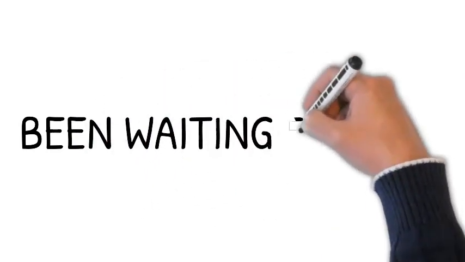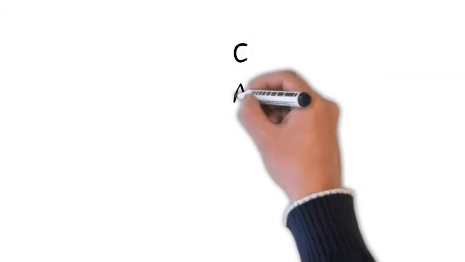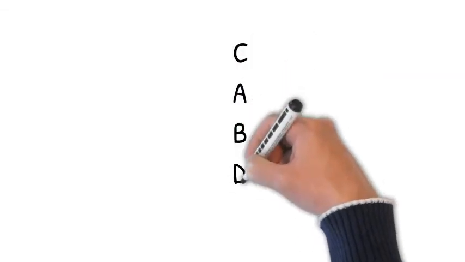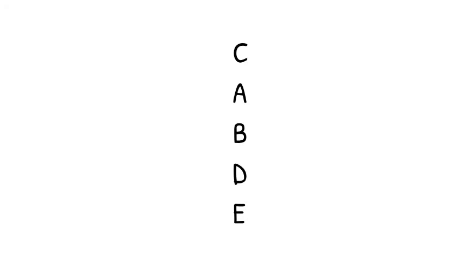So here are the answers to the formal operational problems. For the first one, about who's the tallest, they go in this order. C is the tallest, then A, then B, then D, and then E.